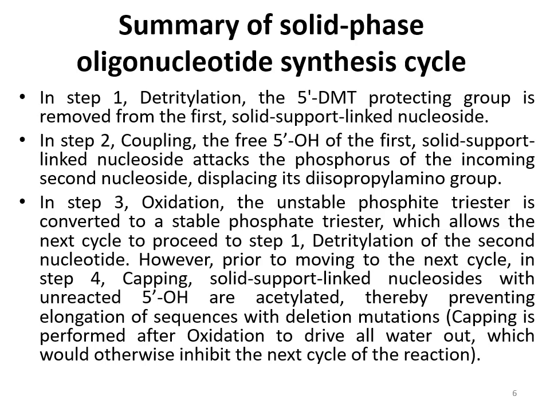Here is the summary of the solid phase oligonucleotide synthesis cycle. All these steps are included in the synthesis of oligonucleotides via solid phase synthesis. In step 1, there is detritylation. The 5' DMT, a protecting group, is removed from the first solid support linked nucleoside. In the second step, coupling, the free 5' OH of the first solid support linked nucleoside attacks the phosphorus of the incoming second nucleoside, displacing its diisopropylamino group. In step 3, oxidation, the unstable phosphite triester is converted to a stable phosphate triester, which allows the next cycle to proceed to step 1, which is detritylation of the second nucleotide.